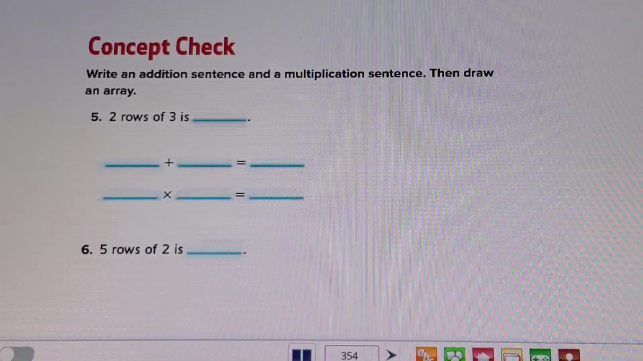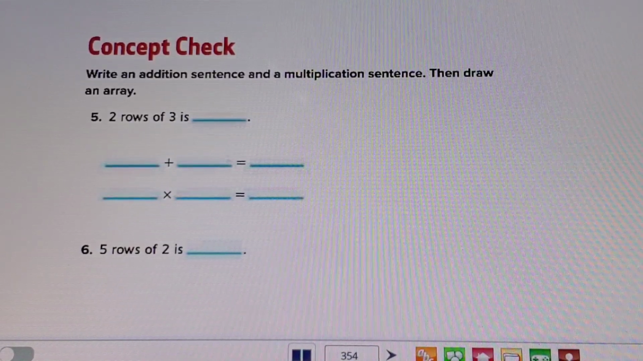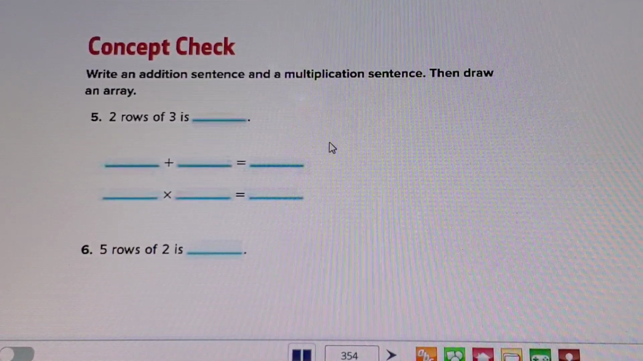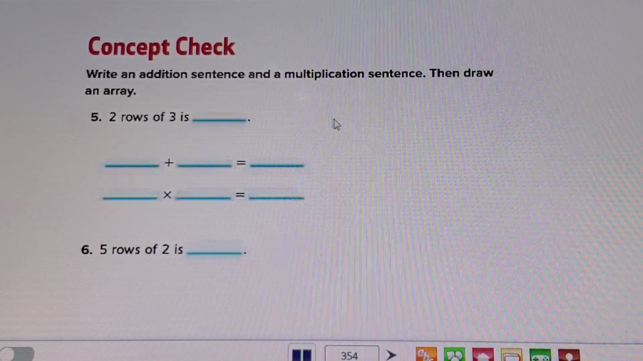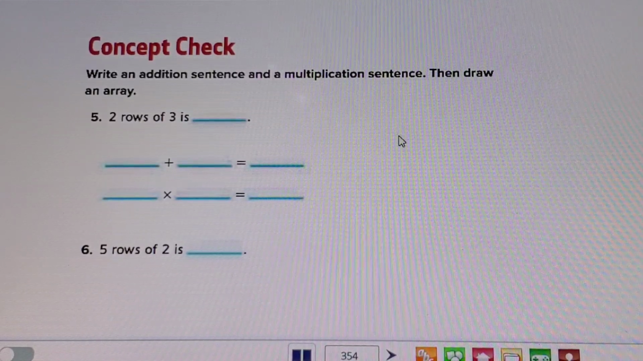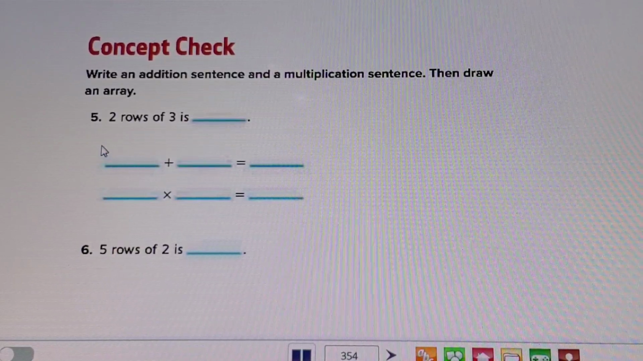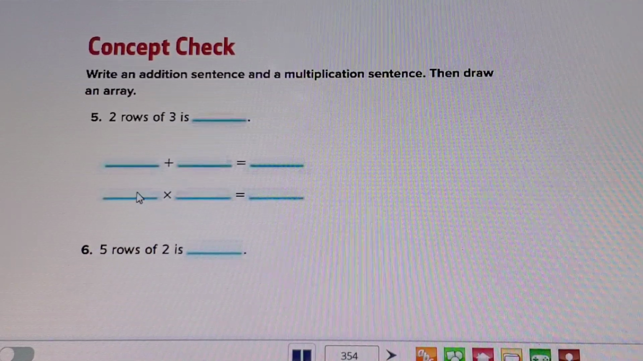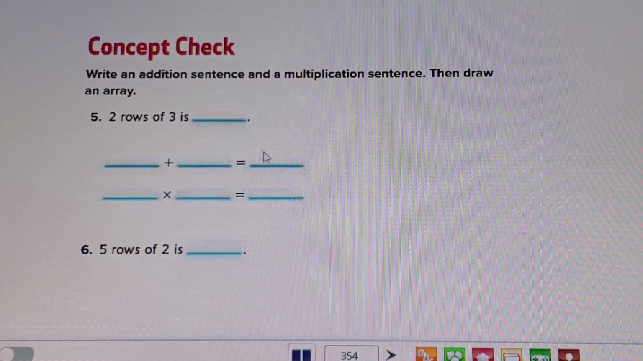Page 354, concept check. Write an addition sentence and a multiplication sentence, then draw an array. So for this particular problem, you have 3 things to do. 2 rows of 3. So draw 1 row of 3, another row of 3. And I would just use circles because that's easiest. So 2 rows of 3. What is your addition sentence? What is your multiplication sentence? These 3 answers should all be the same.